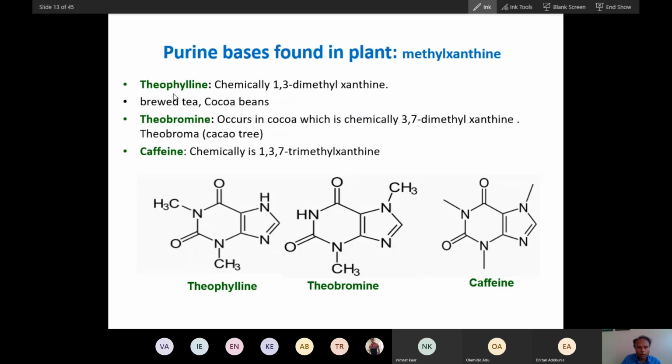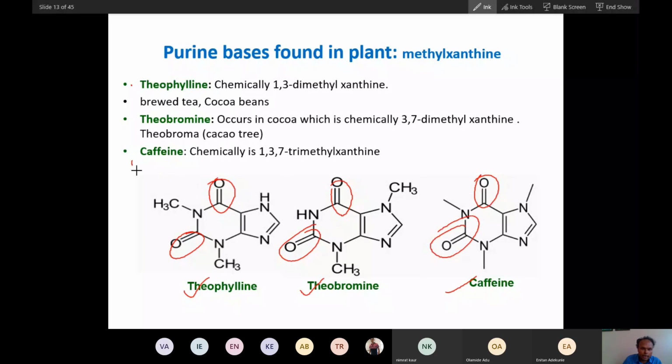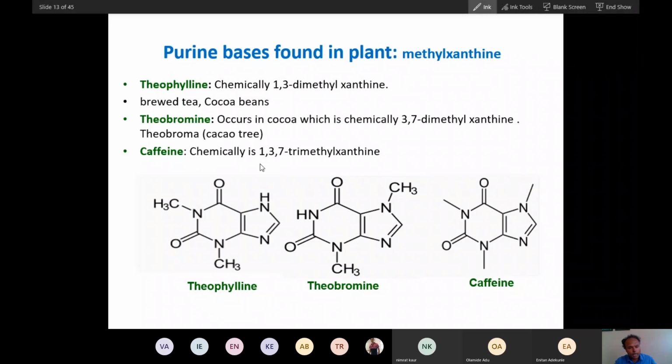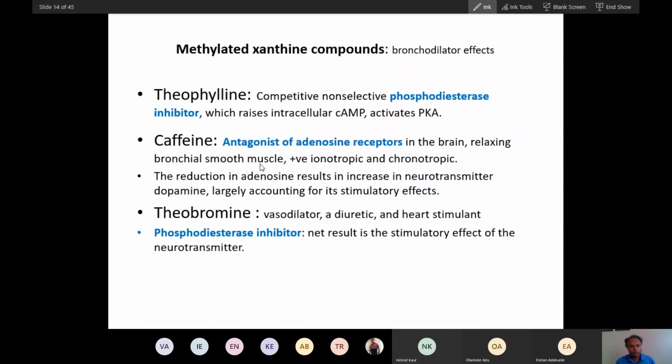Purine bases, these are purine bases you will find in tea and coffee: theophylline, theobromine, and caffeine. So these are methyl xanthines. You can see this is xanthine because of the O group here. These are all called methyl xanthines. Especially caffeine is trimethyl xanthine. The others are dimethyl xanthines. Though the position of the methyl group is different, they are dimethyl xanthines. So remember caffeine, theophylline, theobromine, these are also used as drugs, and these are methyl xanthines.